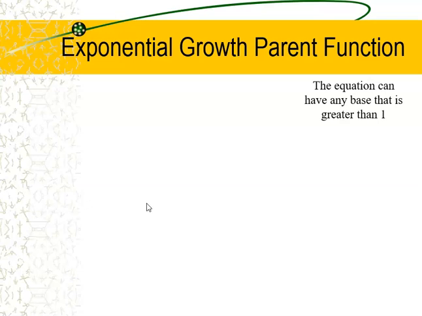The next function and the last in the set is the exponential growth parent function. Now we're going to use the equation y is equal to 2 to the x power, but the base, which is 2 in this case, can really be any number greater than 1. The most common bases that we use for our exponential growth parent function are 2 and 10.